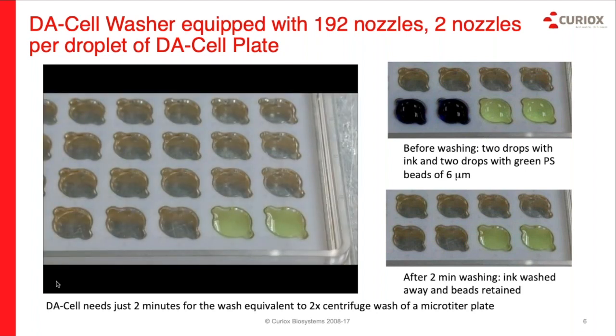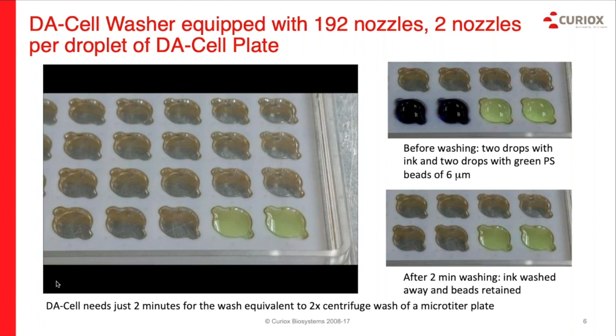So when the wash is complete, the plate comes out, and in the picture you can see that the food coloring now is completely gone, and it looks just like the other wells in the plate, which just contain buffer. But yet the green beads are still there, which represent the cells retained on the plate. And now you may wonder, how come the ink was washed away while the beads were retained, or in the case of an actual assay, cells?